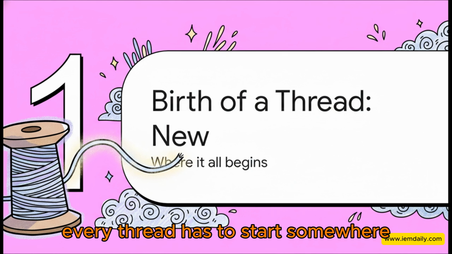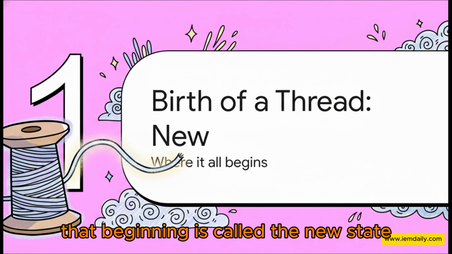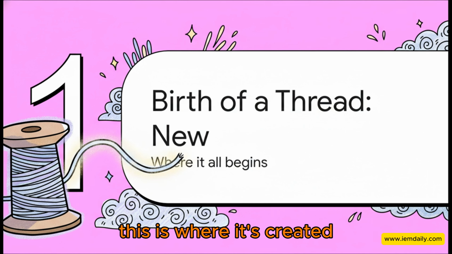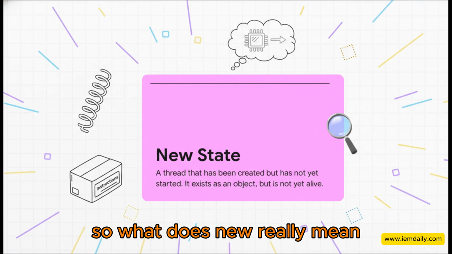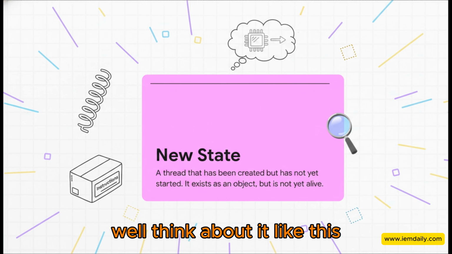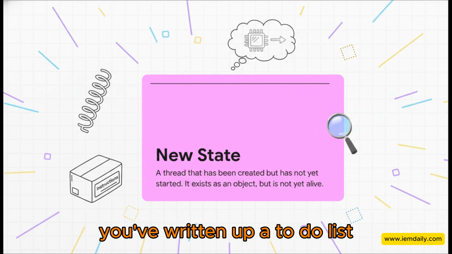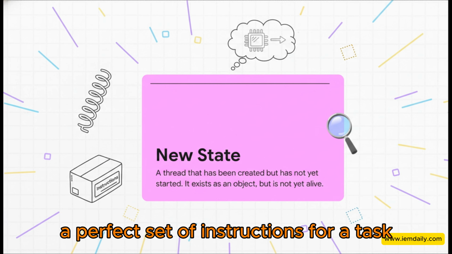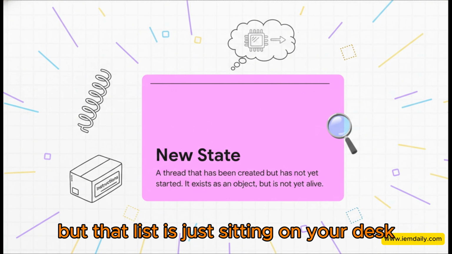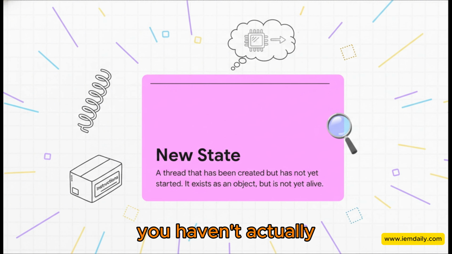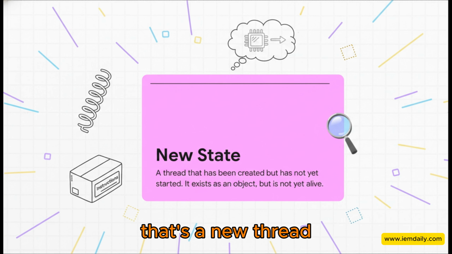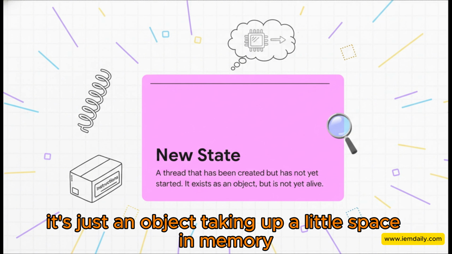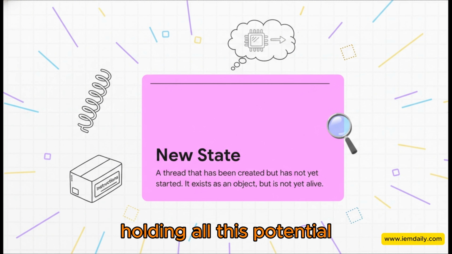Every thread has to start somewhere, and for a Java thread, that beginning is called the new state. This is where it's created, but it's not quite alive yet. So what does new really mean? Well, think about it like this. You've written up a to-do list, a perfect set of instructions for a task. But that list is just sitting on your desk. You haven't actually handed it to anyone to start working on it. That's a new thread. It's just an object, taking up a little space in memory, holding all this potential.